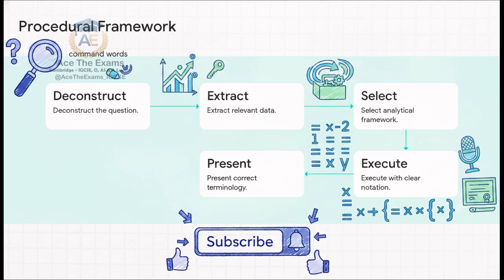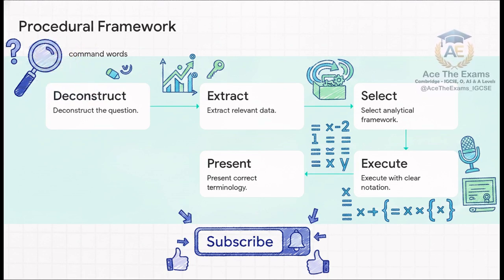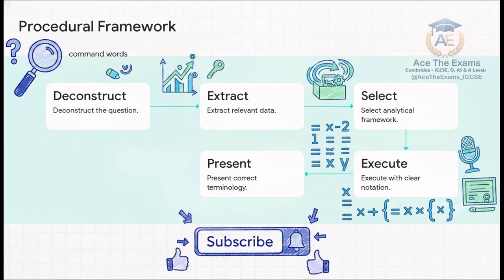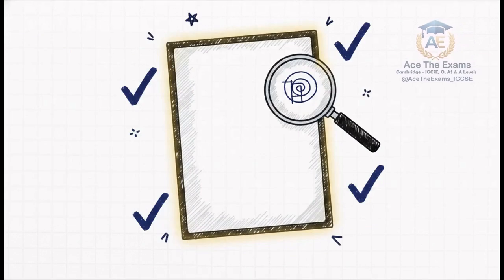Step 4, execute with clear notation. This is where you lay out your working out line by line vertically down the page, ensuring every single equal sign lines up perfectly. Step 5, present with correct terminology. Ensure your final answer matches the specific format requested. If they command you to leave it in exact surd form and you write a decimal, you lose marks. By rigidly following these steps, Alex stops overloading a page with useless facts, and Sam stops rushing past the crucial command words. And this brings up a brilliant point.